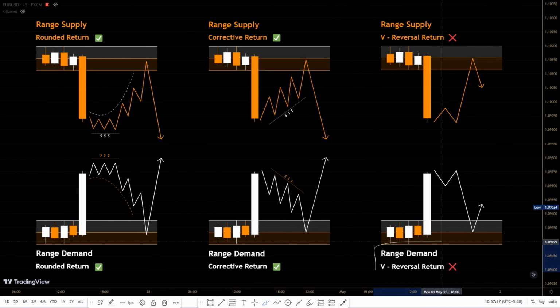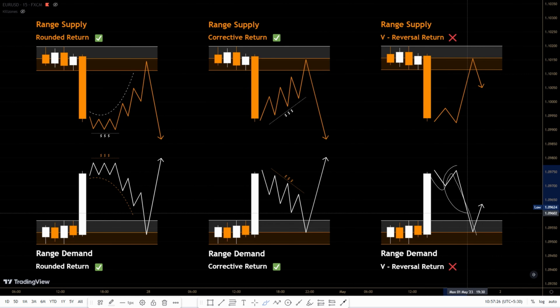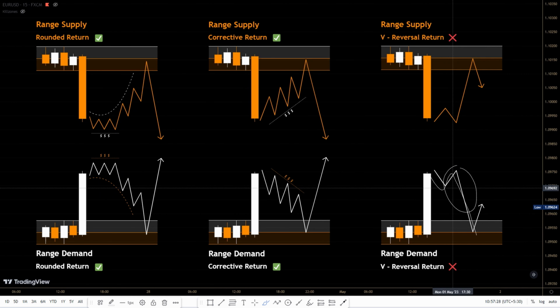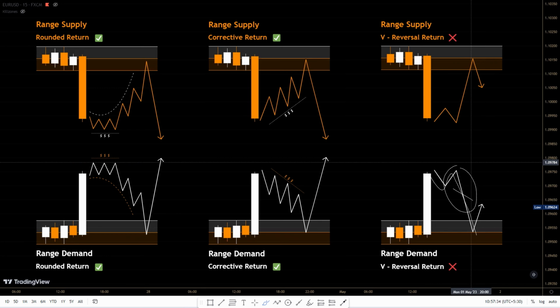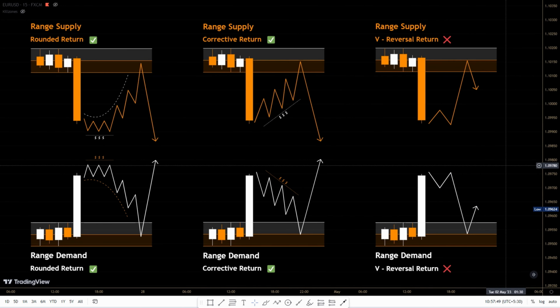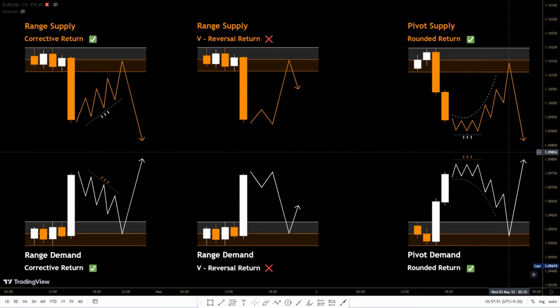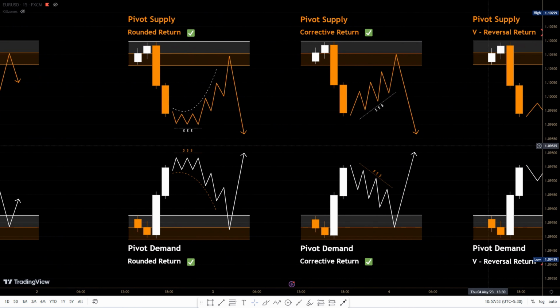Now this is the scenario where you have to be careful. Price creates a range, heavy volume, it suddenly came back exactly at this point. The return or corrective wave is not impulsive. If it is impulsive, you have to be careful to take a trade in the market. So now we discuss the pivot supply and the pivot demand, right?